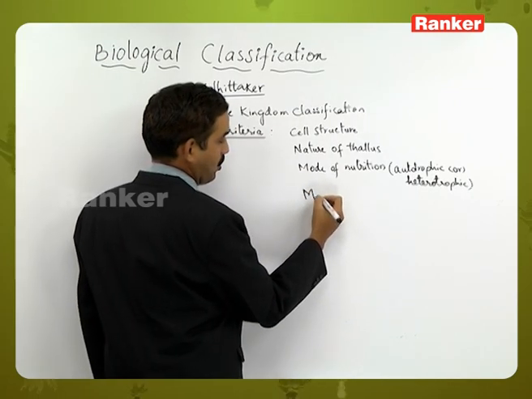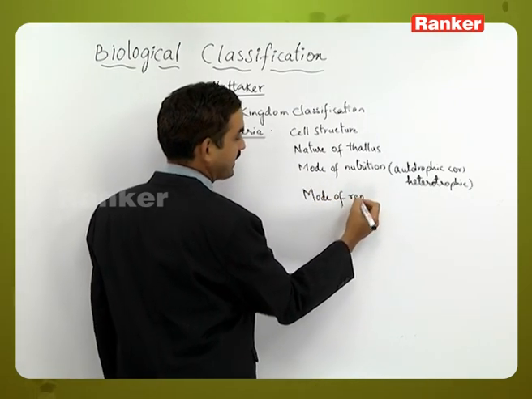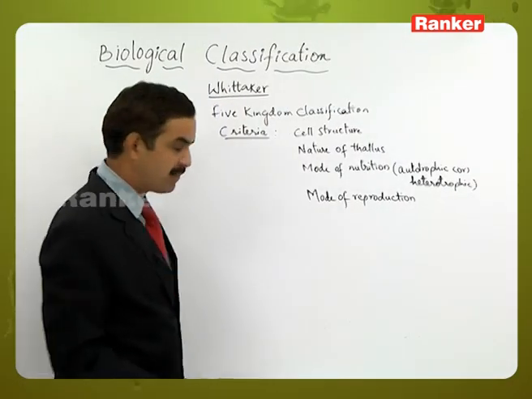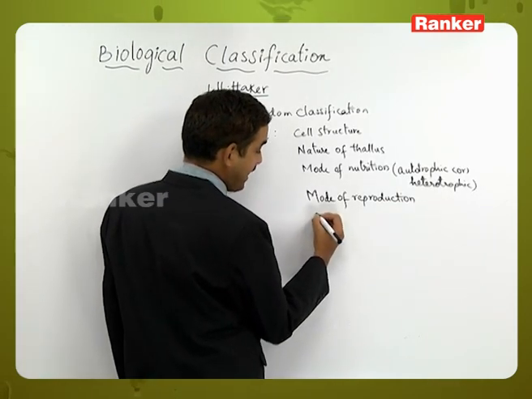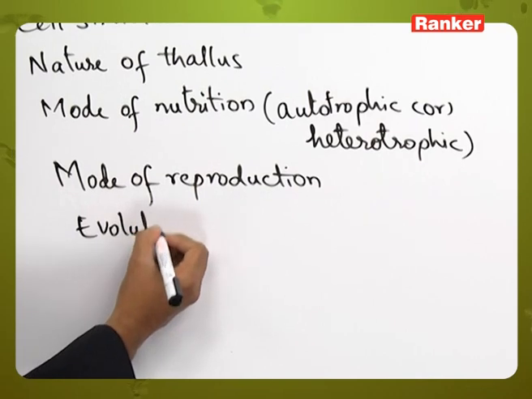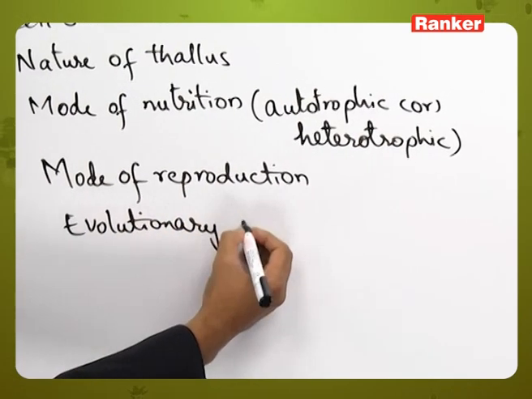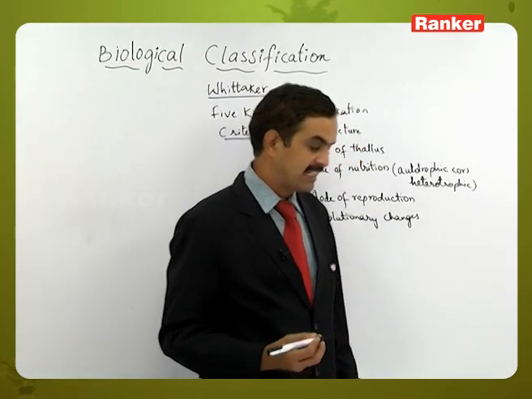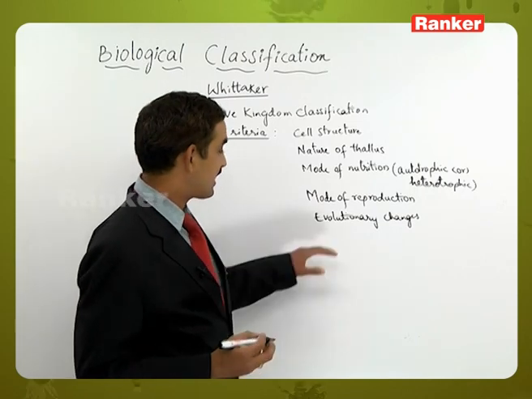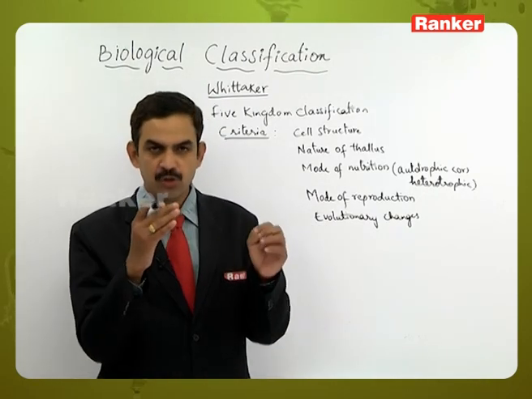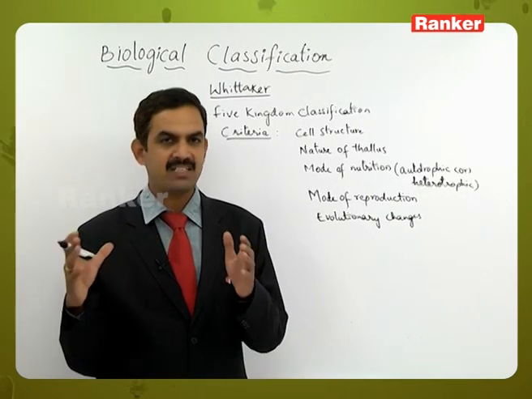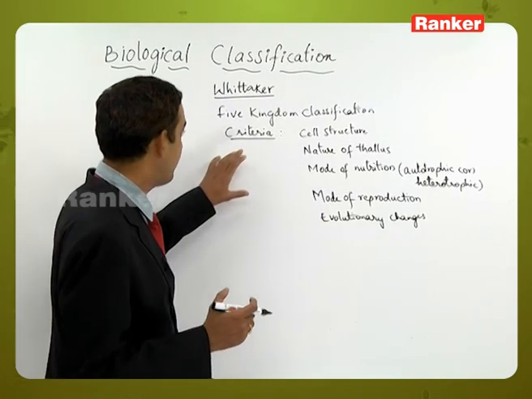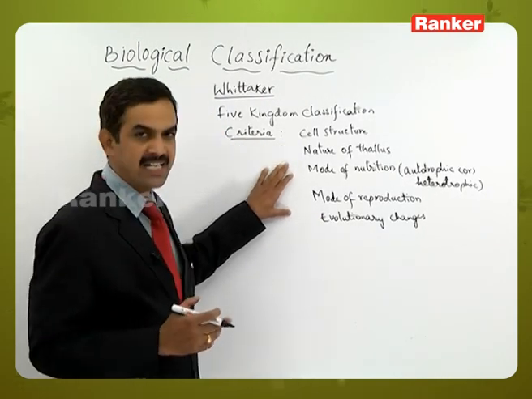Then the mode of reproduction, which method of reproduction is done by these living organisms. Apart from this, the phylogeny, that is the evolutionary changes or aspects, have been considered by the scientist for the classification, such that when the phylogeny is taken, how the changes took place in the due course of evolution in that particular species can be easily identified. That is how these criteria have been taken by the scientist Whittaker.